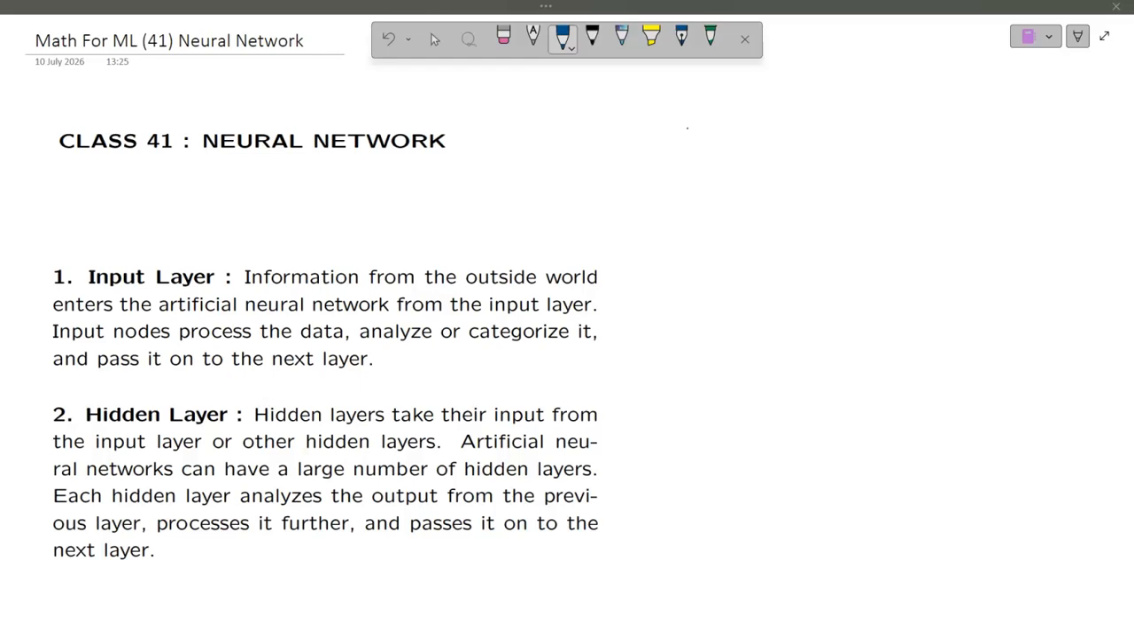Today I will be talking about an important topic, neural network. So we know neural network came into being following the neurons of animal brains. So we have several input nodes. Then we have several intermediate nodes which constitute the hidden layer, and finally the output node.